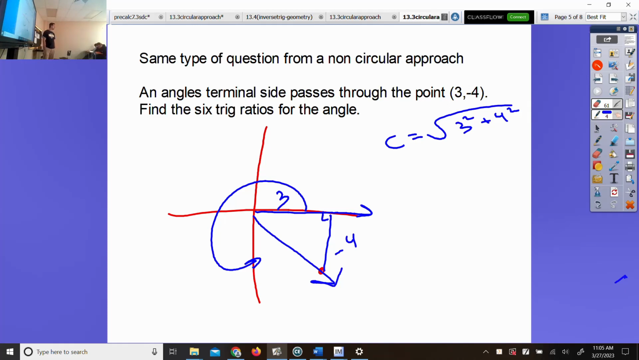it's going to be 5. Cantrell made you memorize 3, 4, 5 patterns, didn't you? Hypotenuses are always positive. Now, then approach this from circular approach. We're going to use plain old SOHCAHTOA. Nothing more.